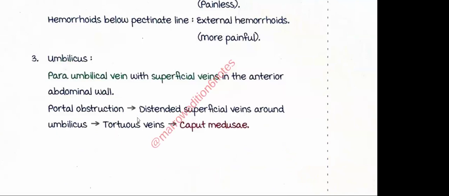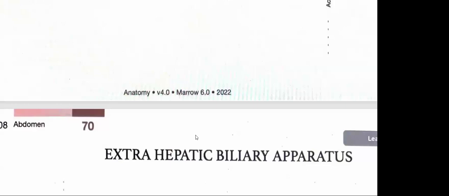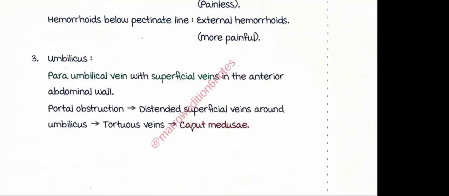Umbilicus: para-umbilical vein with superficial veins in the anterior abdominal wall. In portal obstruction, distended superficial veins around umbilicus, tortuous veins, caput medusae. So that's it about the liver.